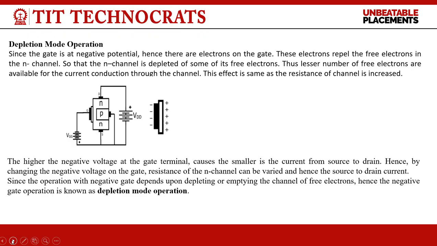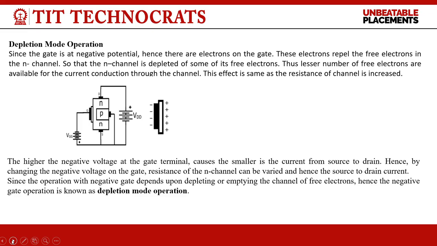Now the second one is depletion mode operation. Since the gate is at negative potential, hence there are electrons on the gate. These electrons repel the free electrons in the N channel so that the N channel is depleted of some of its free electrons. Thus a lesser number of free electrons are available for the current conduction through the channel. This effect is the same as the resistance of the channel being increased.